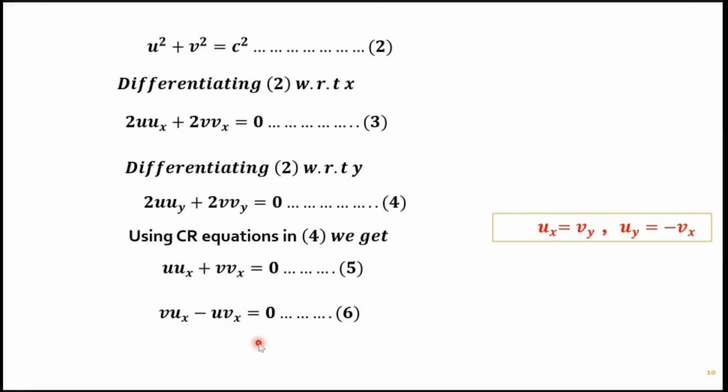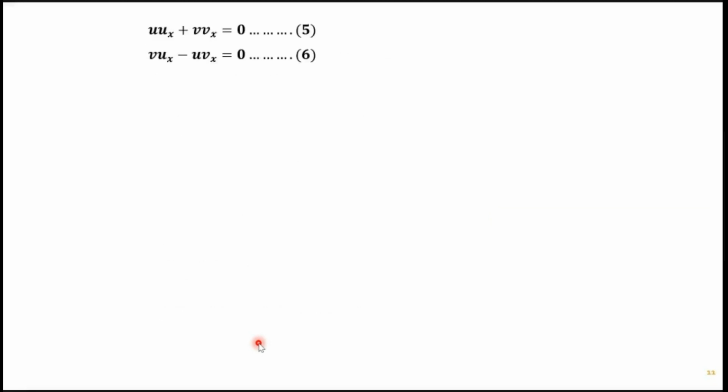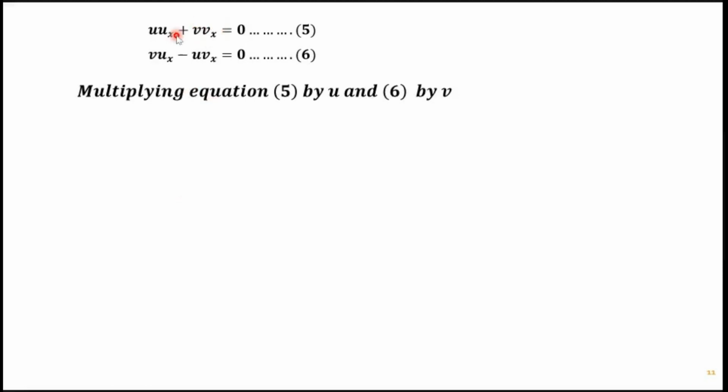हमारा aim है ux, uy, vx, vy की वैल्यू निकालनी है, ताकि we will get that f of z equal to u plus iv to be a constant. तो we are going to solve these two equations simultaneously. तो क्या किया है मैंने, multiply equation 5 by u to cancel this vx. I am doing it, it's an elimination method. Multiply equation 5 by u and 6 by v.